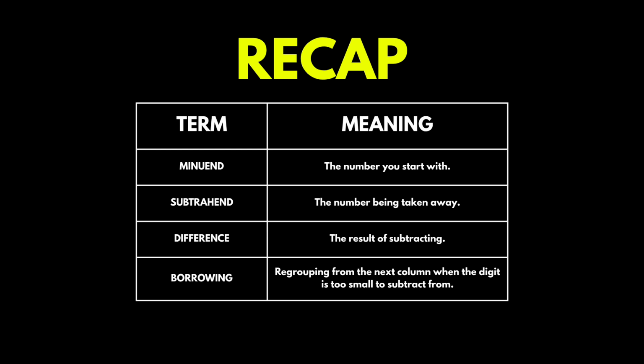Minuend, the number you start with. Subtrahend, the number being taken away. Difference, the result of subtracting. Borrowing, regrouping from the next column when the digit is too small to subtract from. And remember, subtraction is not commutative. Order always matters. That's subtraction, fully broken down.